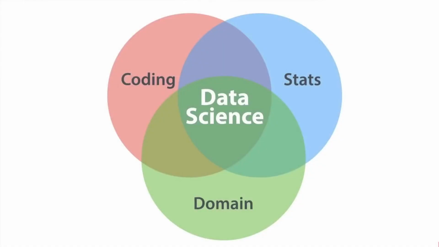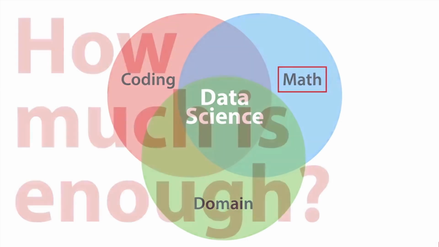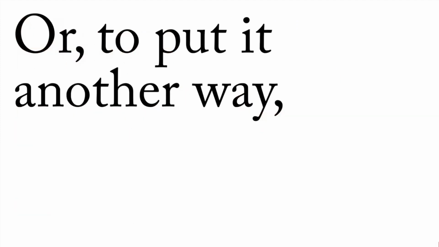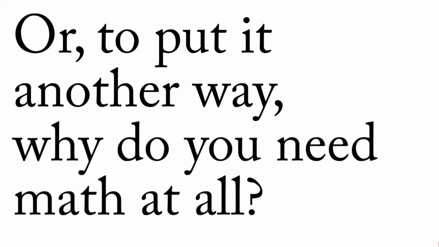If you go back to the data science Venn diagram, we've got stats up here in the right corner, but really it's math and stats, or quantitative ability in general. But we'll focus on the math part right here. And probably the most important question is how much math is enough to do what you need to do? Or to put it another way, why do you need math at all? Because you've got a computer to do it.